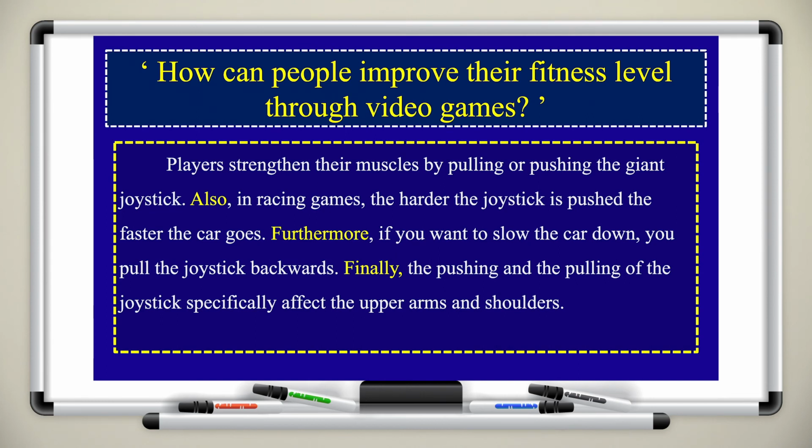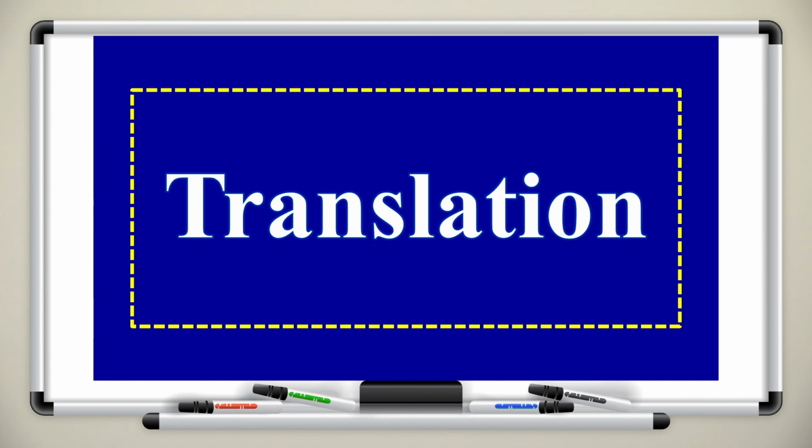This is the final product of our summary. And this is how your summary should look like. It's in paragraph format. We paraphrased the sentences and we've also used some connectors like also, furthermore, and finally to organize our ideas. Now that we're done with the summary making, let's go ahead with the translation.